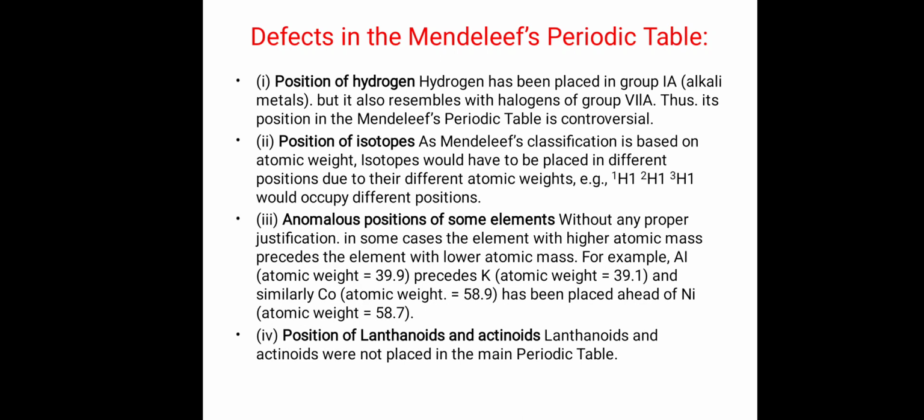Then the third one is anomalous positions of some elements. Without any proper justification, in some cases an element with higher atomic mass is placed before an element with lower atomic mass. For example, take argon, atomic weight 39.9, which precedes potassium, atomic weight 39.1, whereas argon's atomic number is 18 and potassium's is 19. See the difference. Similarly, cobalt and nickel. Also, the position of the lanthanides and actinides: they are not placed in the main periodic table. It is given separately.